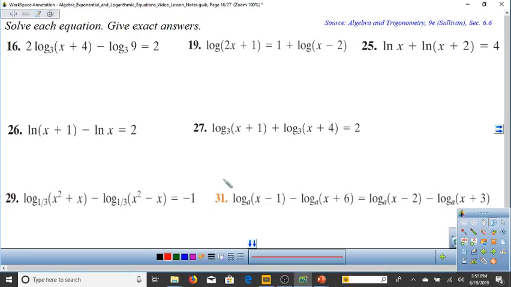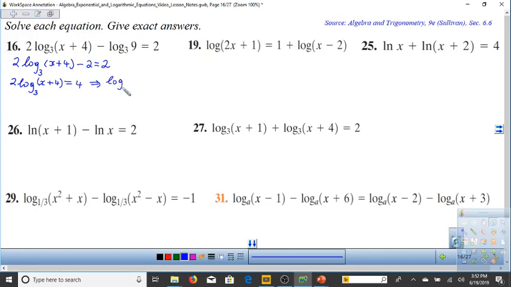Okay, so we have 2 log base 3 of x plus 4 minus log base 3 of 9 is equal to 2. So let's proceed with this one. You would think we could just combine the logs and move on, but there's actually an easier process here. If you recognize log base 3 of 9 means 3 to what power gives you 9, and that power is 2. So log base 3 of 9 is 2. So I can just simplify that to say this is 2 log base 3 of x plus 4 minus 2 equals 2. And then that gives me 2 log base 3 of x plus 4 equal to 4, which, if I divide both sides by 2, I get log base 3 of x plus 4 is equal to 2.